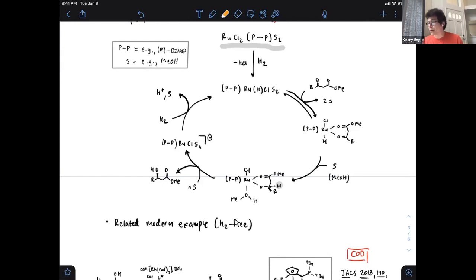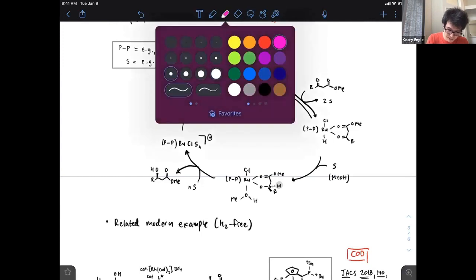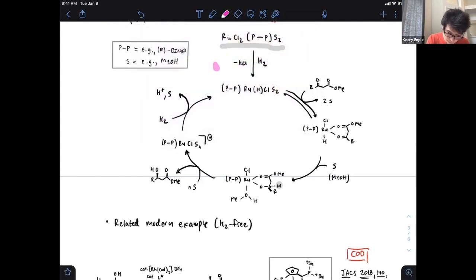And so the reaction begins with activation of the precatalyst, typically done in the presence of base. And then the active form is this monohydride drawn. Coordination of, in this case, a 1,3-dicarbonyl.